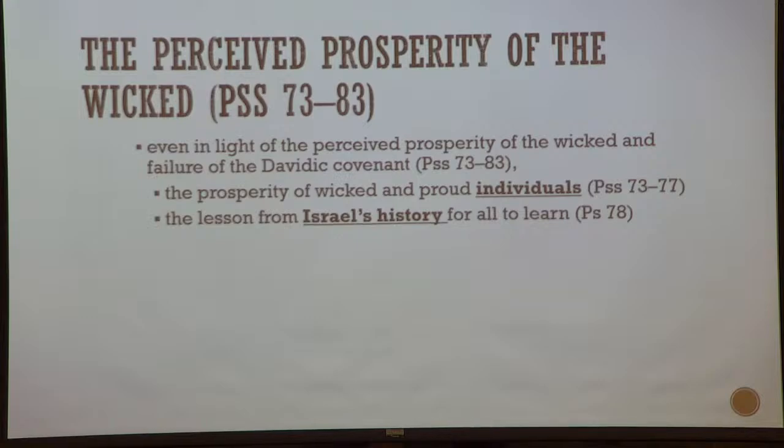He sent upon them his burning anger and fury and indignation and distress, a band of destroying angels. He leveled a path for his anger. He did not hold back their soul from death, but gave over their life to the plague. So he struck all the firstborn in Egypt, and the first of their vigor in the tents of Ham.